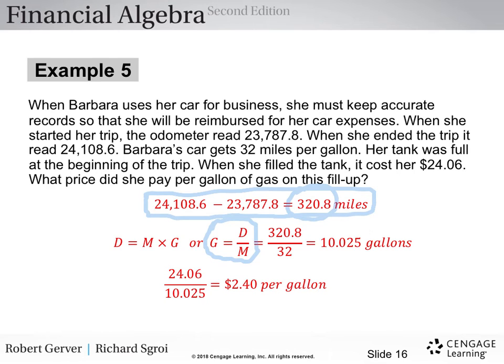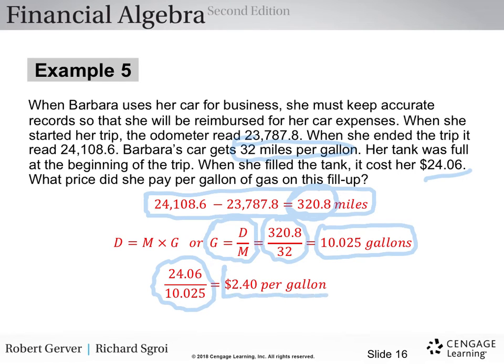We know that her car gets 32 miles per gallon, and we know that she traveled 320.8 miles. So if I divide those two, I come out with the fact that she used just a little bit over 10 gallons of gasoline. Now, it cost her $24.06 for those 10 gallons of gasoline. So how much was it per gallon? If we divide 24.06 by the number of gallons she used, which is 10.025, we come out with she paid $2.40 per gallon for gasoline.